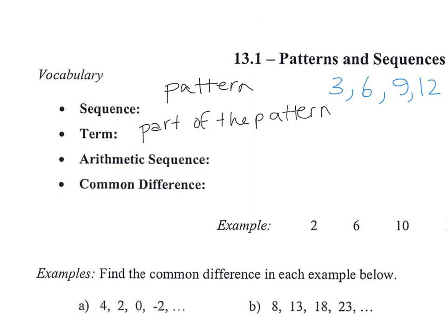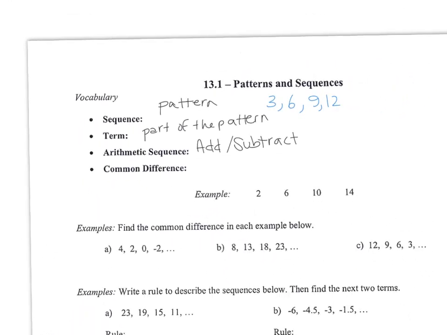Arithmetic sequence is when you add or subtract to get the next term. So all arithmetic sequences have what's called a common difference. If I look at this sequence, this is arithmetic because it's going add 3, add 3, add 3. So the common difference is 3.